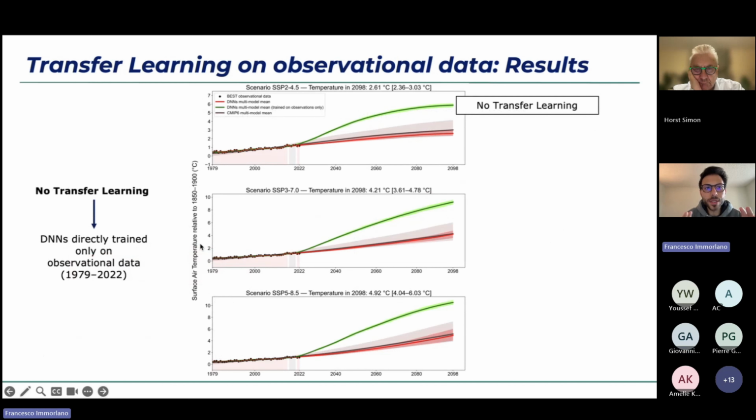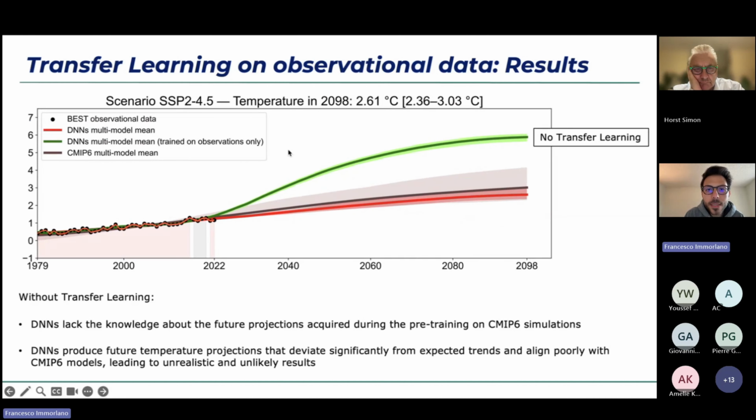This is a result that allows us to understand why the transfer learning is useful. Basically, we plot exactly the same result as before, plus the projections made by the DNNs that were only trained on observational data, so without transfer learning. We can clearly see that the DNNs with a corresponding uncertainty lack the knowledge about the pre-training, so what they say about the past, present, and future climate comes from the climate models, and they project very unrealistic results that align poorly or don't align well with the CMIP6 projections.